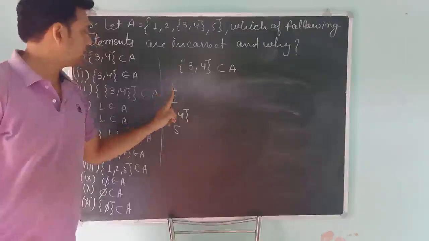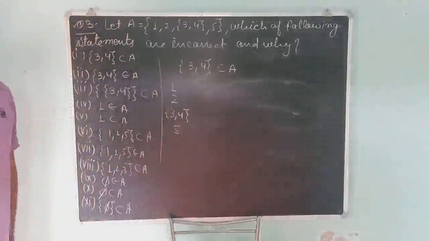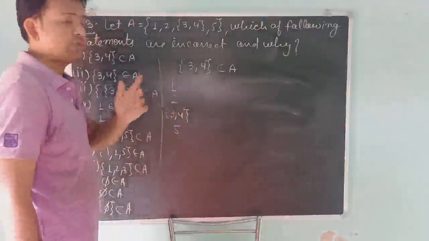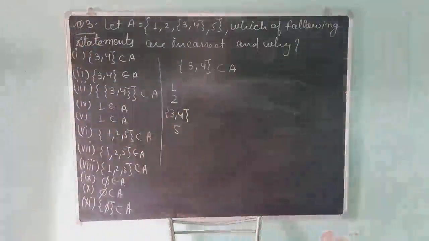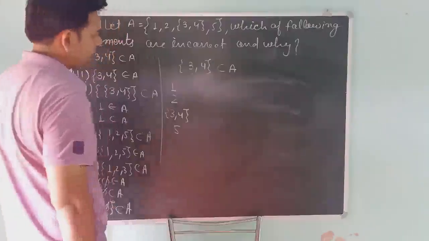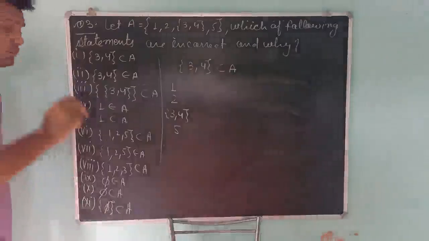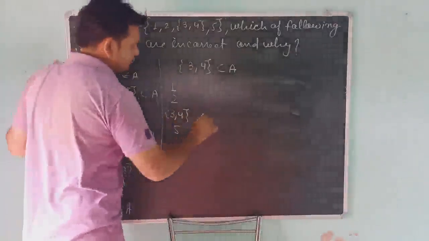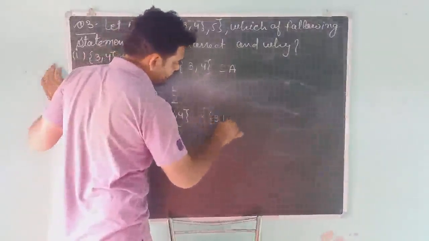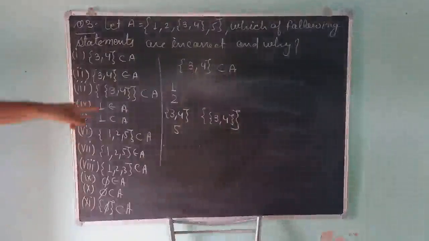This is an element, this is an element, this is an element, and this is an element. Why are these only elements? Because I am not using any extra bracket by myself. Suppose I write an extra bracket here. Look at this. Now this is the subset.